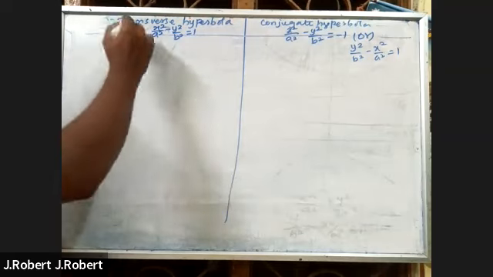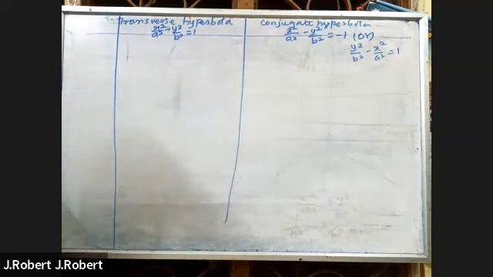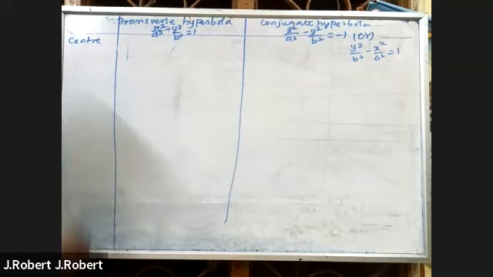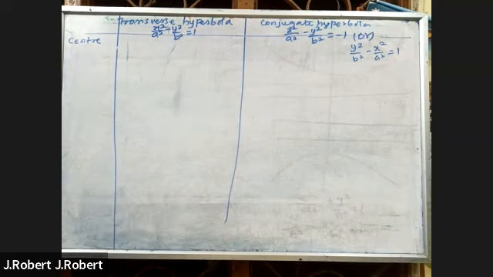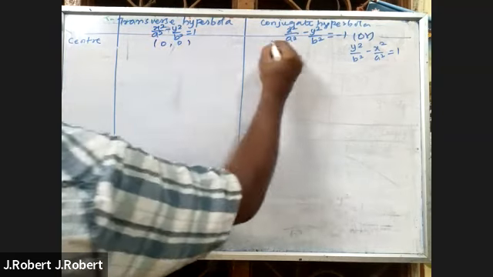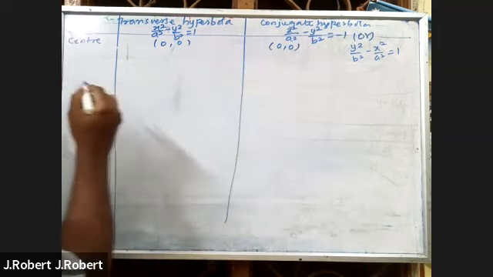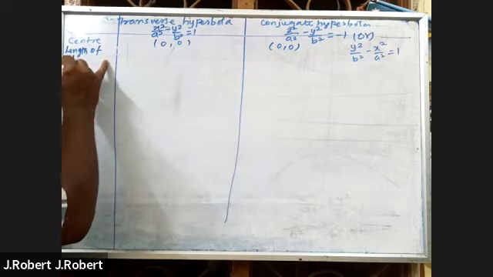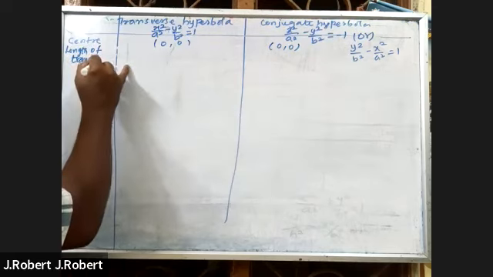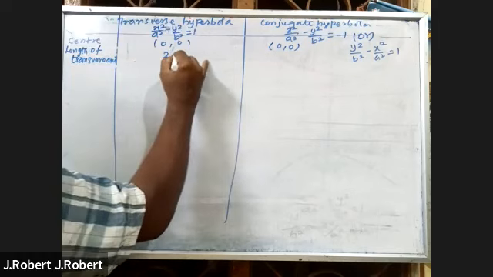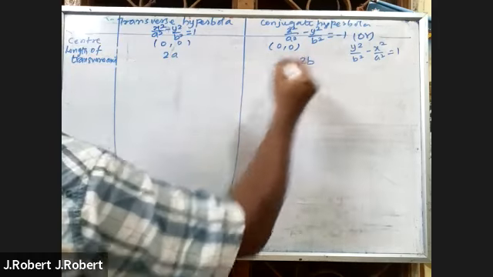Now let us see what all we are going to find. First is the center. For both the conjugate hyperbola and the transverse hyperbola, the center is 0, 0. There is no change in that. Next one, length of the transverse axis, which equals 2a. Here we can say 2b.